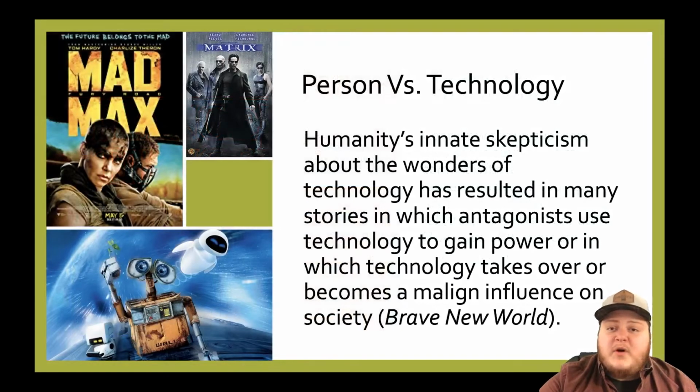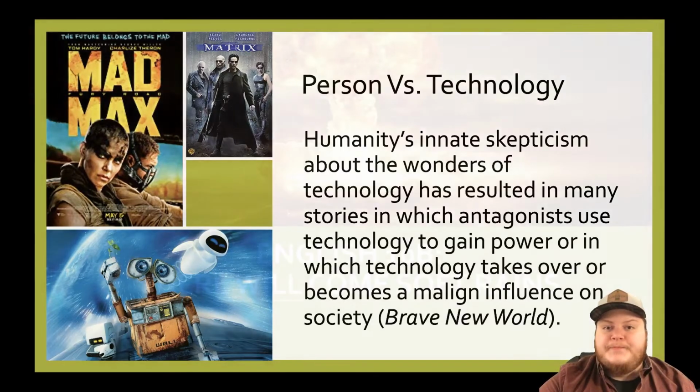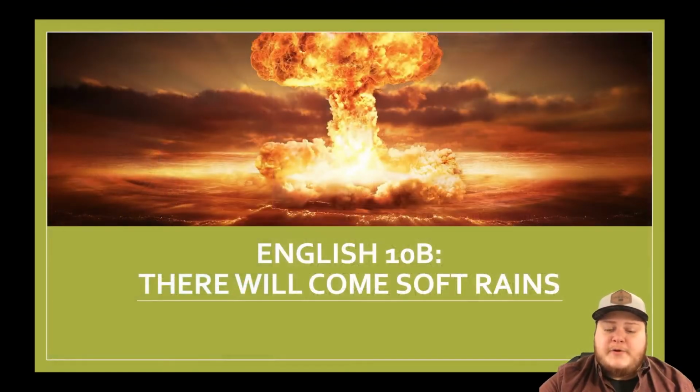And then finally, the one that we're going to look at the most for our short story is person versus technology. This is looking at the ability that even though technology can create a lot of things, it can also destroy things as well. And that's the dilemma. It's that dichotomy, as it were, that you have to combat against. And that's where we get to our story.